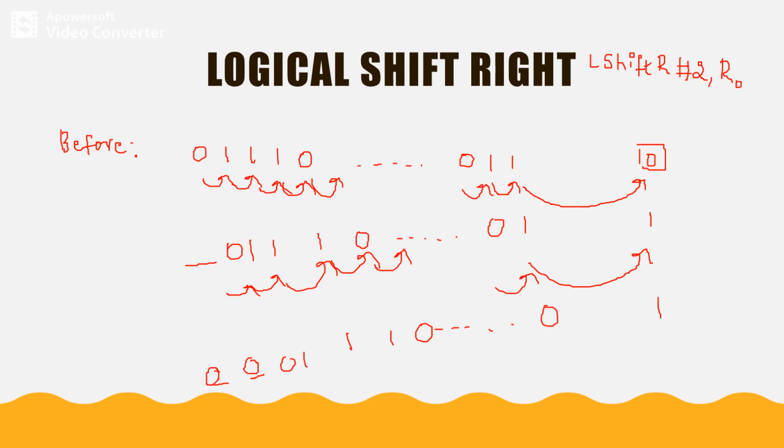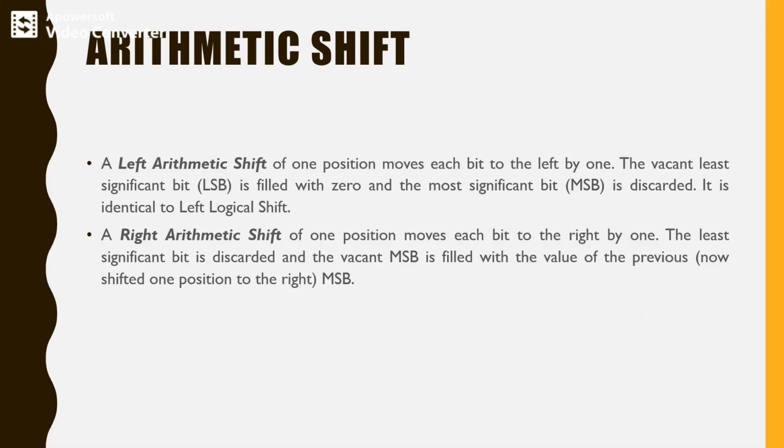So this is the final result after performing LSR, that is logical shift right, with a constant value 2 with respect to the processor register R0. The content of R0 is given as 0, 1, 1, 1, 0 followed by 0, 1, 1. And after performing logical shift right, the new value of processor register R0 is 0, 0, 0, 1, 1, 1, 0 followed by 0, and the carry is 1. Next is arithmetic shift.